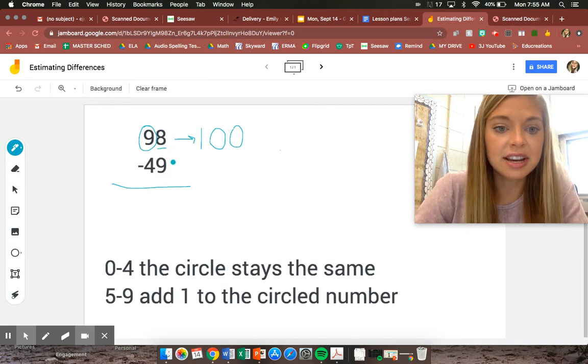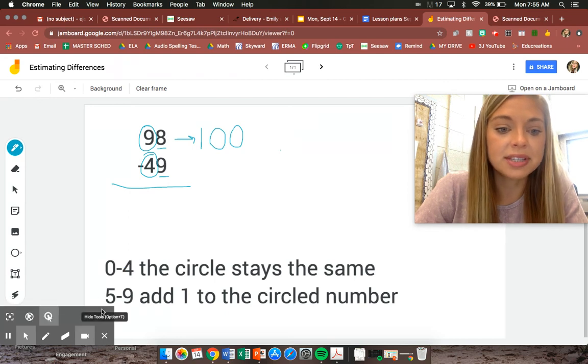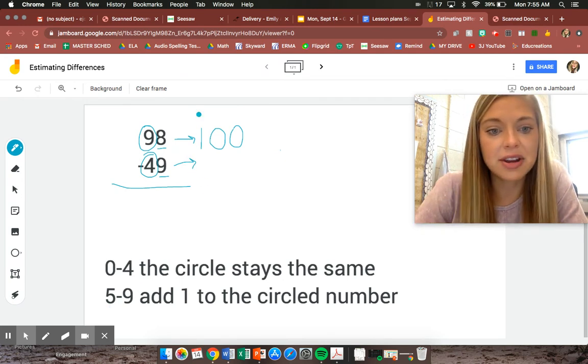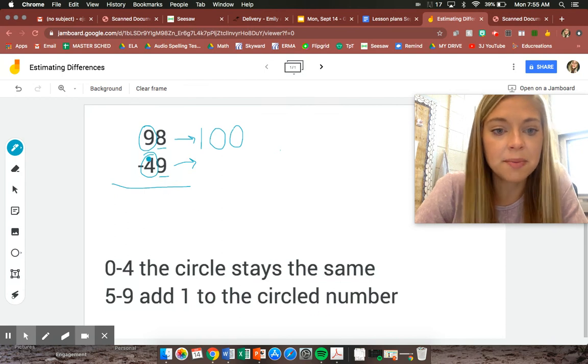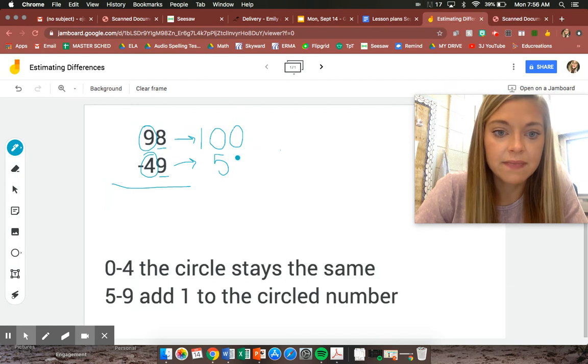Now 49 to the nearest 10, we're going to circle the 4 in the tens place. Underline the 9. Is 9 in between 0 through 4 on a number line, or is it in between 5 through 9 on a number line? If you're thinking that it's in between 5 through 9, you are correct. So we add 1 to the circled number. So this 4 is going to change to a 5. Now remember, this is a tens place, so we're going to put it underneath the tens here, okay? And then that 9 will turn to 0. So we have 100 minus 50.